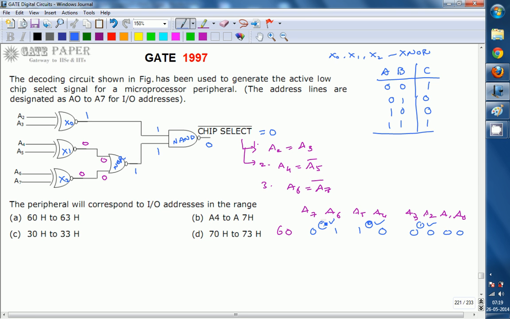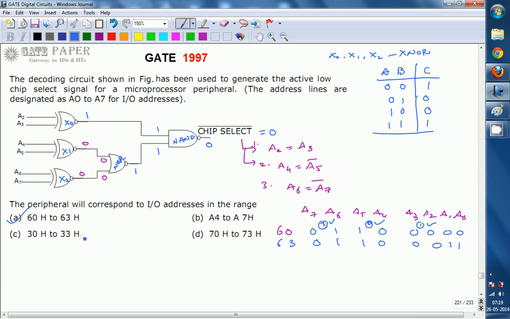Similarly, for 63 we get 1110 0011 in the same way. Both are exactly the same except for A1 and A0. A1 and A0 are not part of the chip select, so they are don't cares and can be any values. So the right answer for this question is option A.